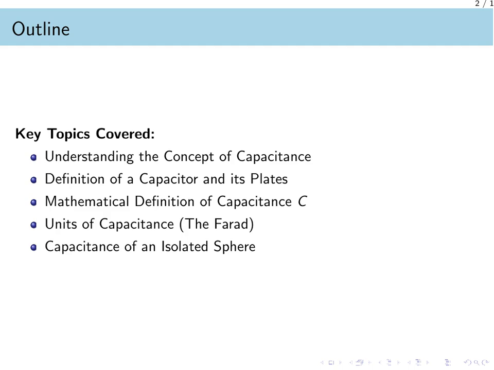From there, we will discuss the SI unit used to measure this property, the farad, and look at a specific physical example involving the capacitance of an isolated sphere. By the end of this section, you should have a clear grasp of how these components store electric charge and the geometric factors that influence their capacity to do so.